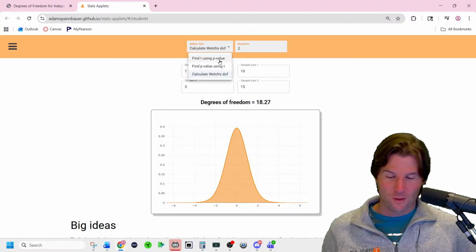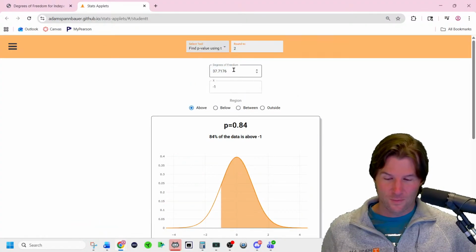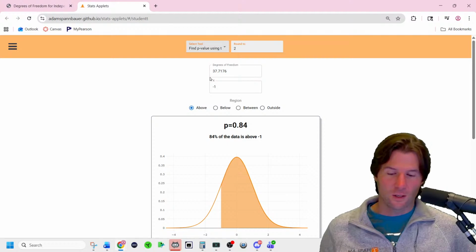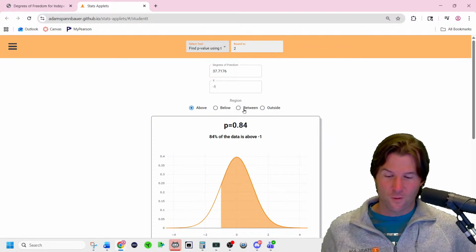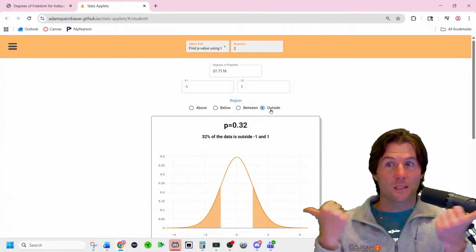If you enter in the values, you can get the degrees of freedom here too. I always forget that. But now we're finding the p-value from t. So now we want to do the outside because this is a does not equals test.